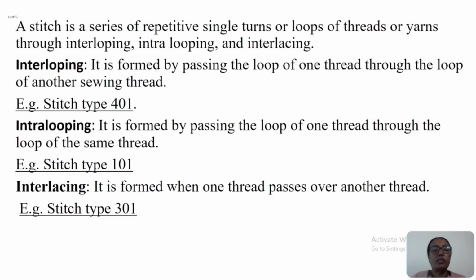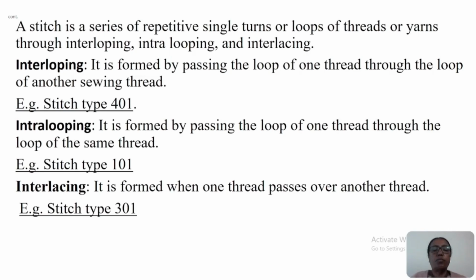Intralooping is another stitch type. It is formed by passing the loop of one thread through a loop of the same thread. A good example is stitch type 101.